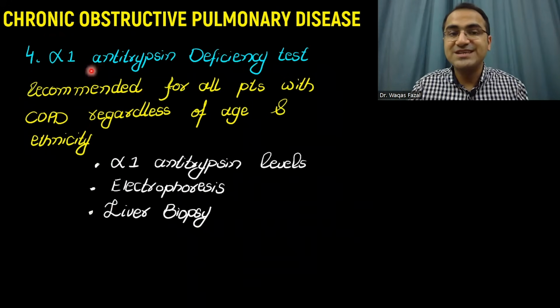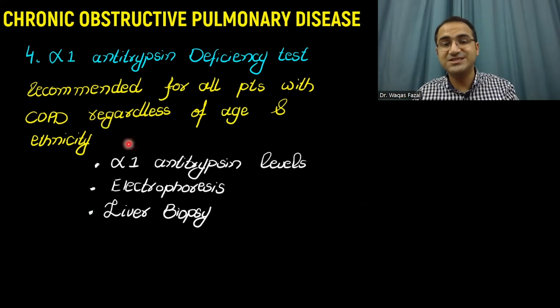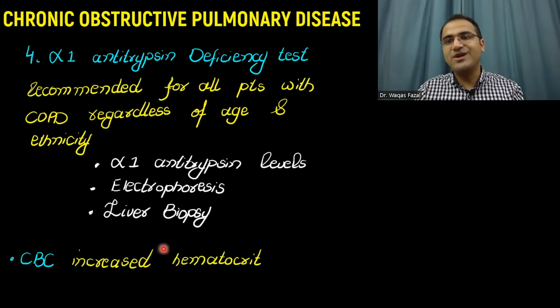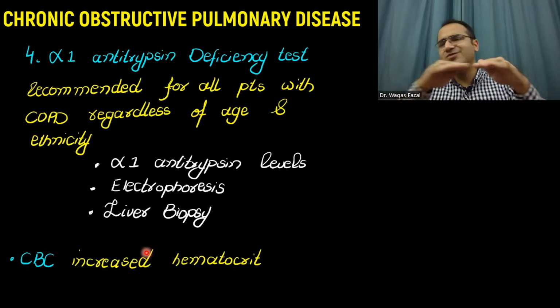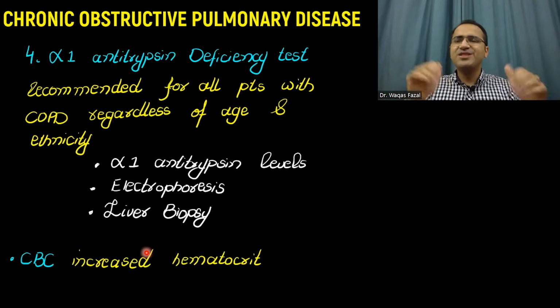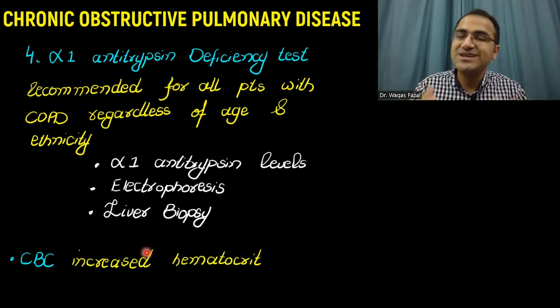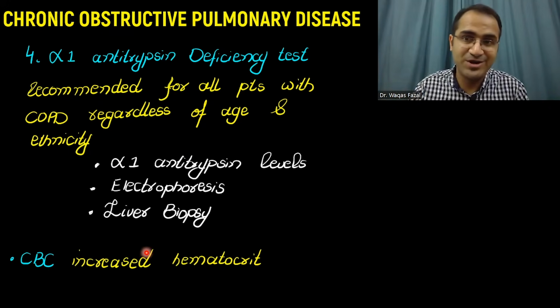Now another important test is the alpha-1 antitrypsin deficiency test. It is recommended for all patients with COPD, and especially in patients who are young. Alpha-1 antitrypsin deficiency must be tested. CBC shows increased hematocrit in COPD patients. Why does CBC show increased hematocrit? Since these patients are unable to exhale the air out, their oxygenation level is chronically lower. They have chronic hypoxia in their blood. Chronic hypoxia stimulates the kidneys to secrete more erythropoietin, so these patients will have high hematocrit.